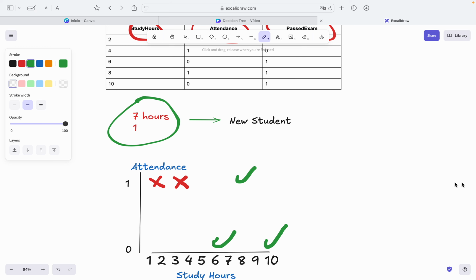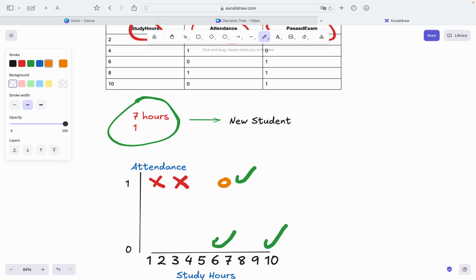Now let's do our new student. I'm gonna use the color orange. So it's 7 and 1, right? Remember, 7 and 1. So let's put 7 and 1 right here. I'm gonna make just a round.